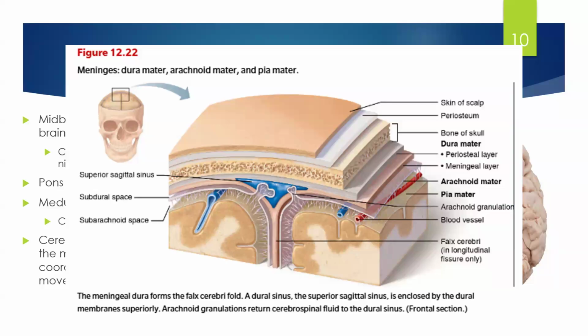And then we have a few layers of the dura mater. We didn't go over these, so I don't think you need to know these. The second type of meninge is the arachnoid mater. The important thing here is underneath the arachnoid mater is the subarachnoid space. The subarachnoid space is important because it contains cerebrospinal fluid.